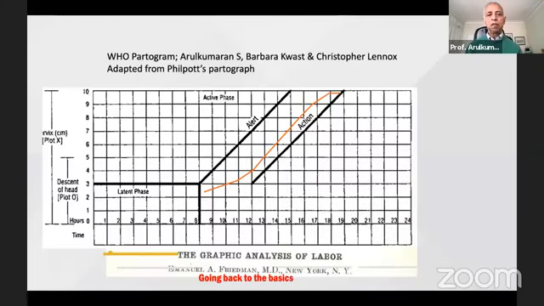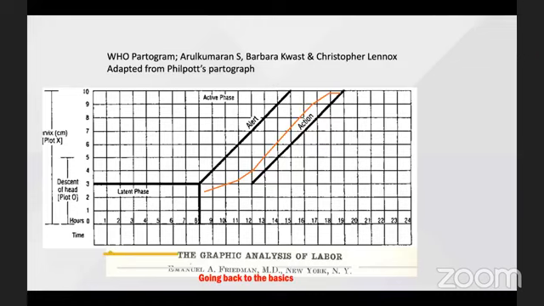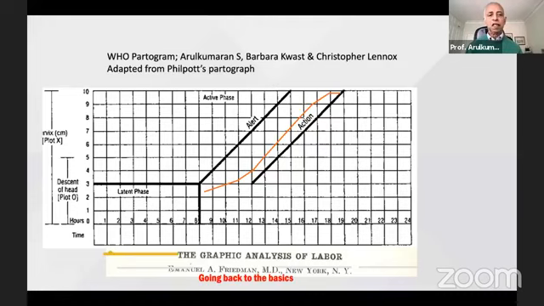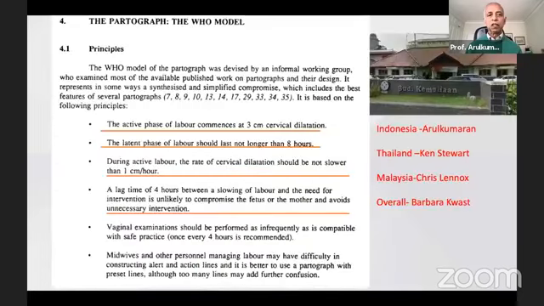So the original partograph from Philpott was taken as the basis, and the 3 of us, myself, Barbara Kwast, who was the midwife who worked with Philpott, and Christopher Lennox from Papua New Guinea, sat down for a week or 2 and produced this partograph for the WHO. And we said 8 hours is latent phase, alert line is 1 centimeter per hour, 4 hours to the right is action line, and we'll see what happens. So we decided on the principles. The active phase of labor commences at 3 centimeters. Latent phase should not be longer than 8 hours.